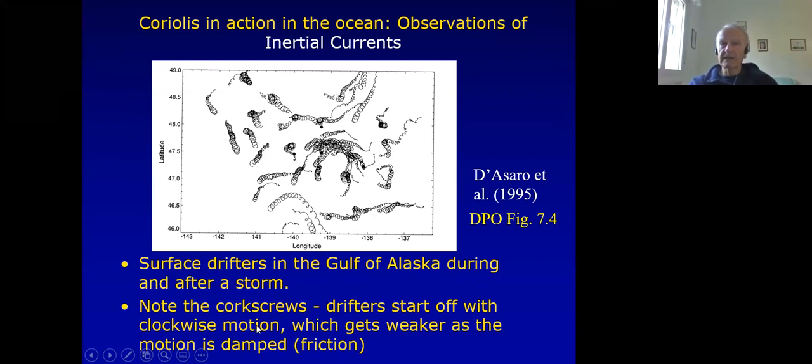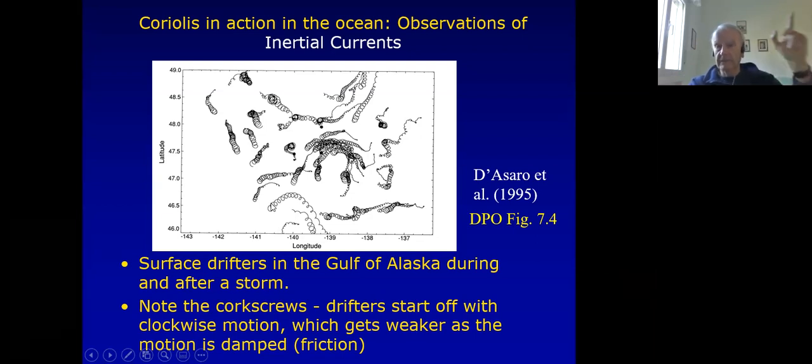And what you can see is that the corkscrew drifters move in a clockwise direction. In a clockwise direction, they move and they progress at the same time. What is happening is that they do this clockwise movement in the northern hemisphere.